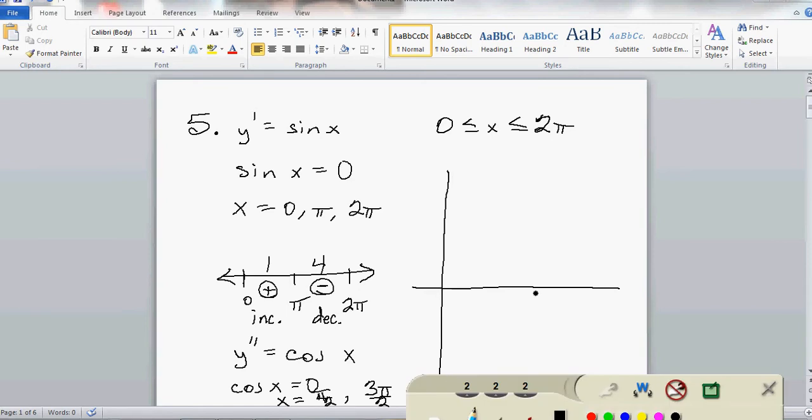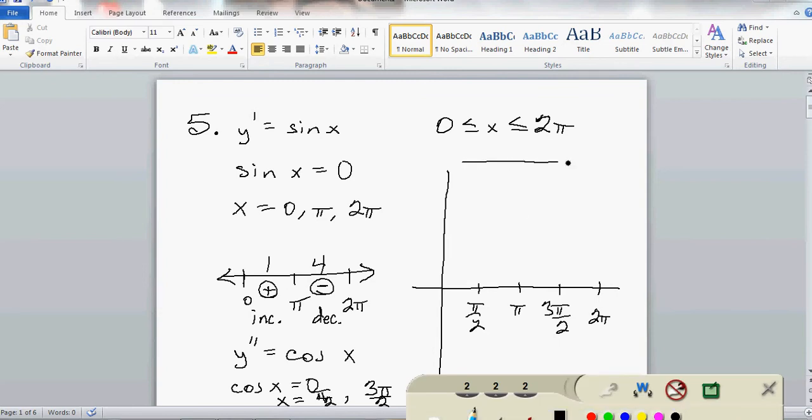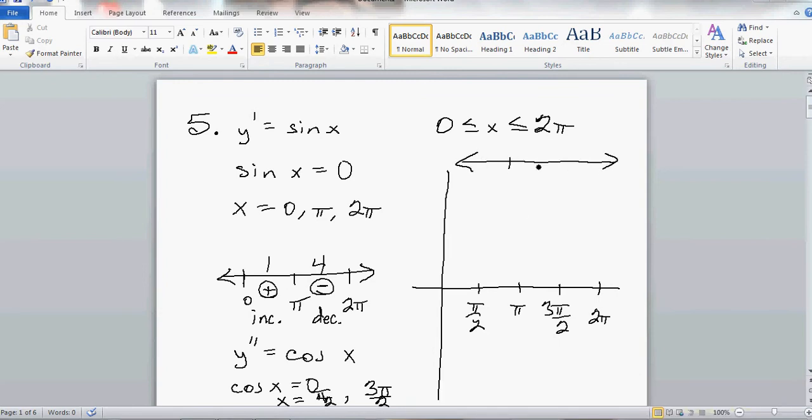I'm only concerned between 0 and 2 pi, so I can put 2 pi out here, which means this would be pi, and this would be pi over 2, because we do have something there, and we do have something at 3 pi over 2. Now one thing I forgot to do on this number line, I need to continue the second derivative test. I'm interested in pi over 2 and 3 pi over 2. So I can choose 0, I can choose 3 here, and 5 would work here.